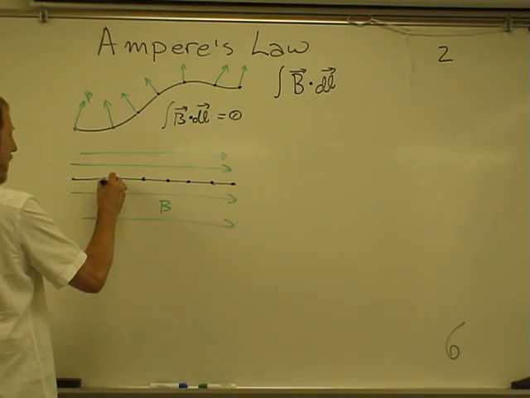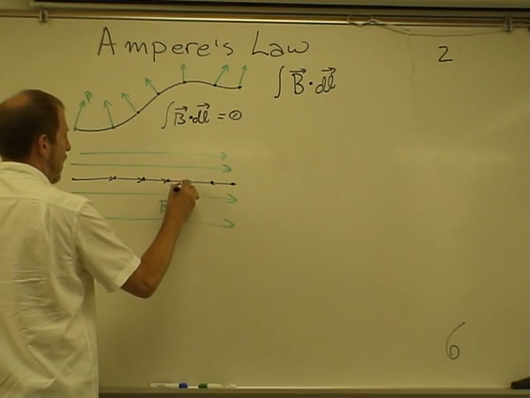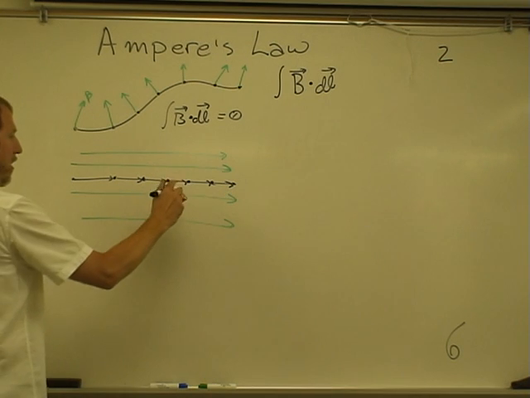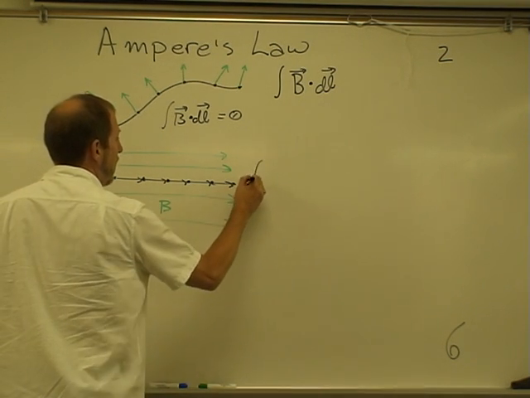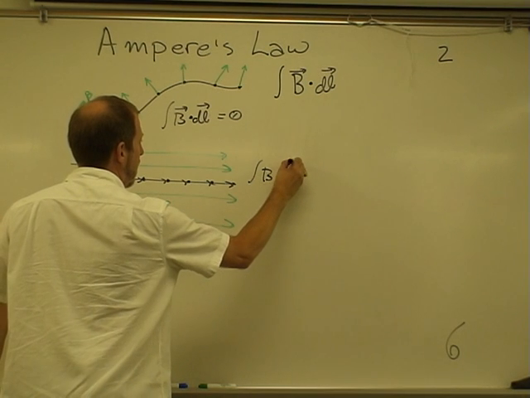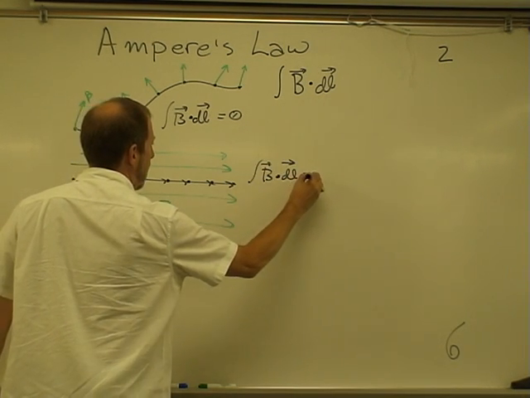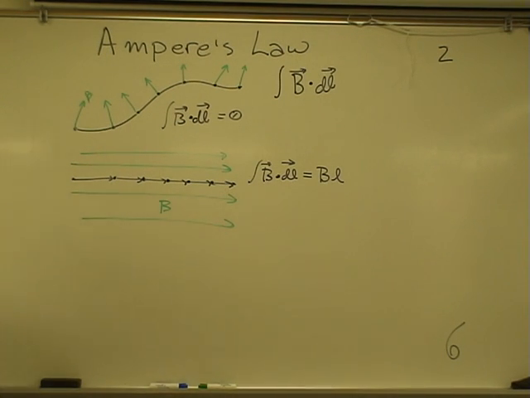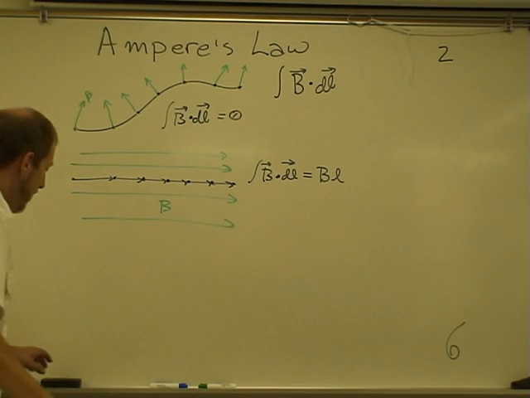If I've got some case where I'm moving through space parallel to the magnetic field, then for that path the integral of B dot dl should just be equal to the magnetic field strength B, if that's constant through space, times L.